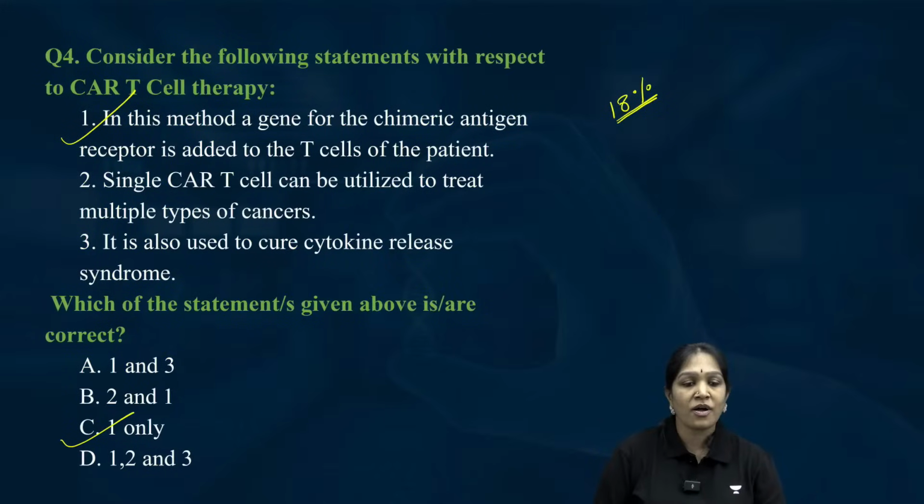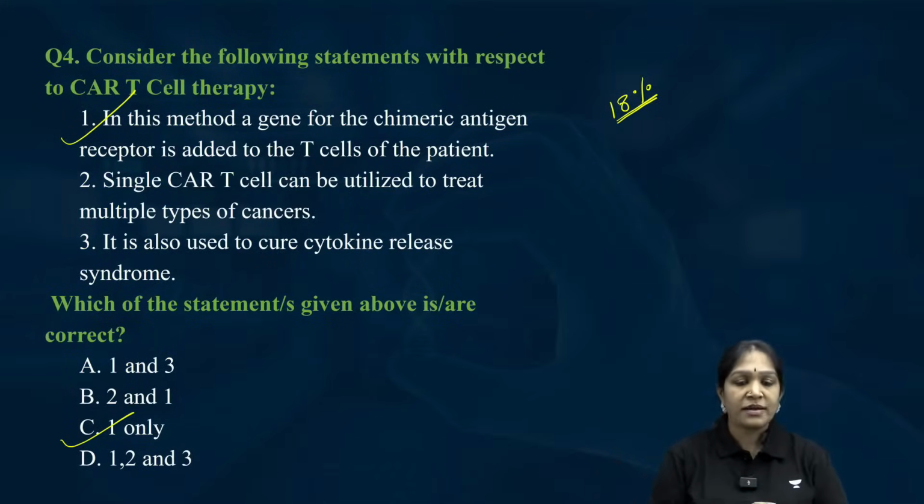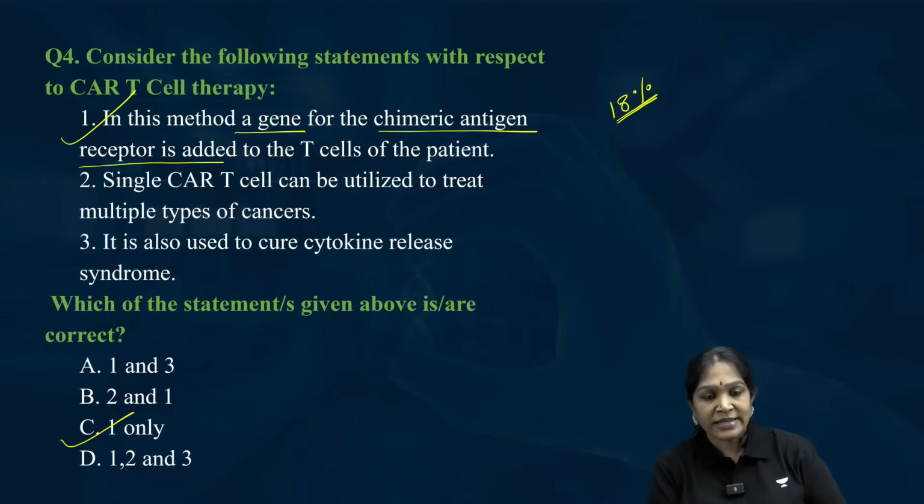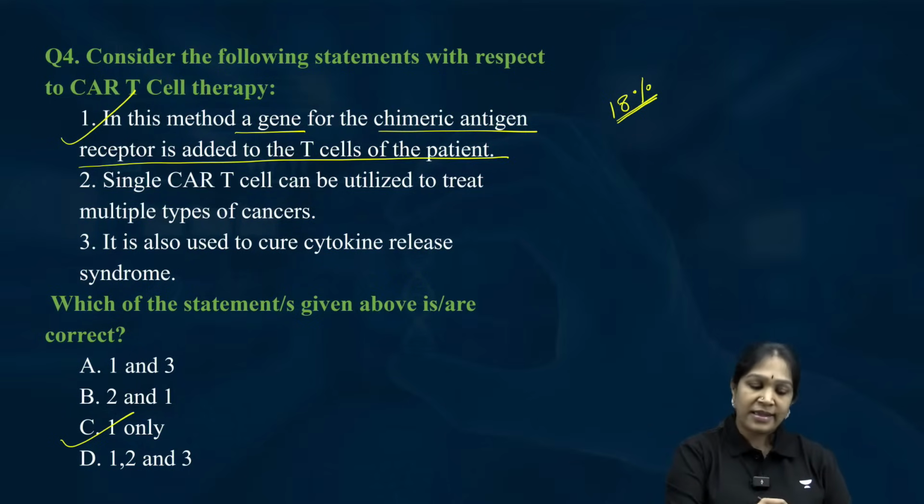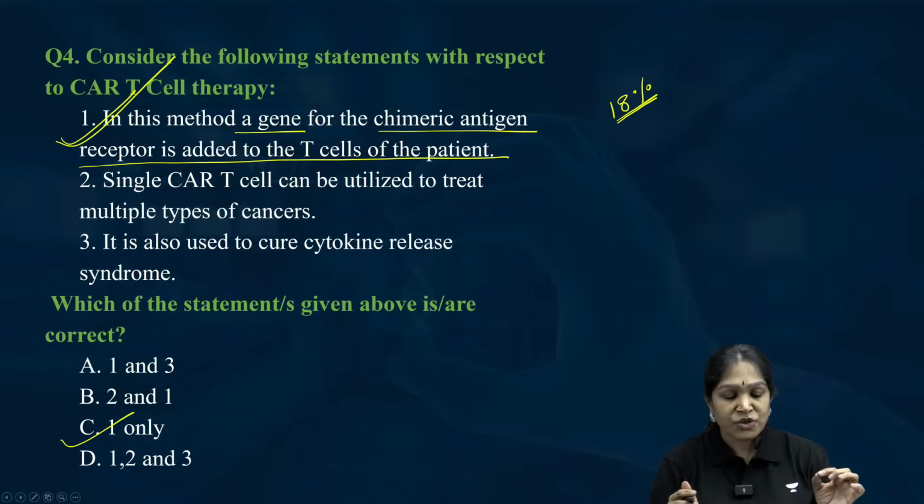Okay, we understood the concept. Let us now deal with the question. In this method, a gene for chimeric antigen receptor is added to the T cells of the patient? Yes, correct. A single CAR T cell can be utilized to treat multiple types of cancers?